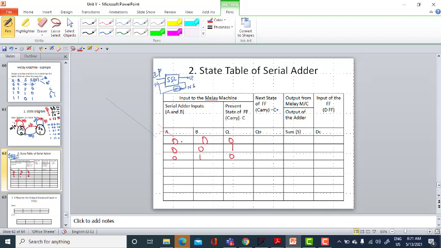0, 0, 0, 0, 0, 1, 0, 1, 0. See, possibly this is the input. Input is nothing but input plus present state for the synchronous sequential circuit. Now this is a Mealy machine.